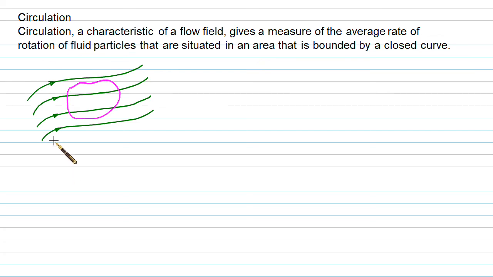So a streamline always gives the direction of the tangential velocity. So the velocity at this point is the tangential velocity, equal to v, and we'll consider here a small element, this element here, of length equal to dl.